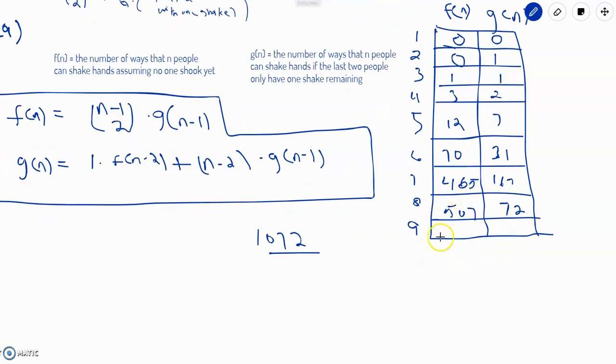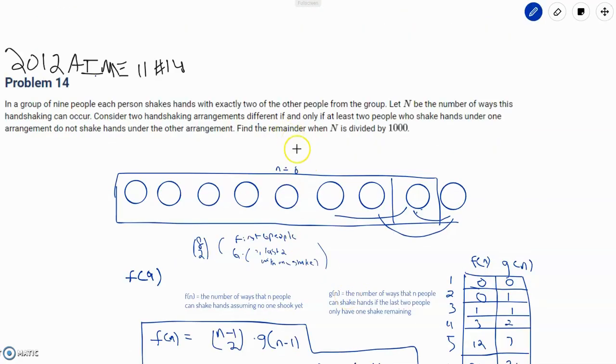And then now f of 9, which is what we actually want to compute, is equal to 8 choose 2 times g of 8, which is times 72. This is equal to 28 times 72. That's equal to 2016. Of course, this is mod 1000, so we just take 016. We put 016 here. The remainder when n is divided by 1000 is thus 016, and we're done.